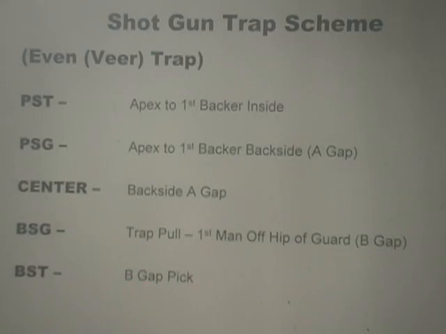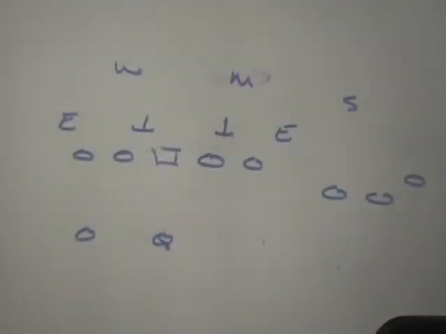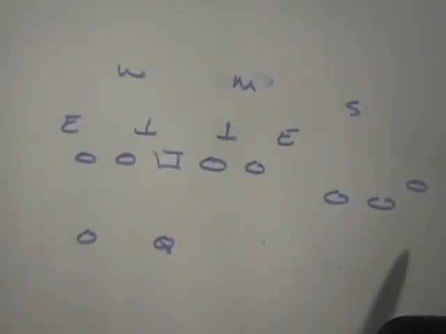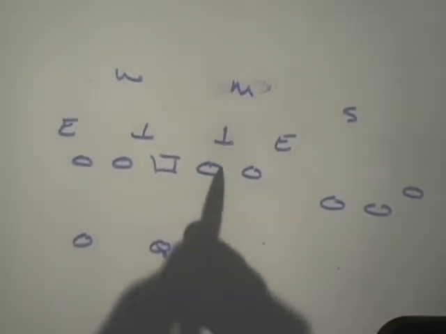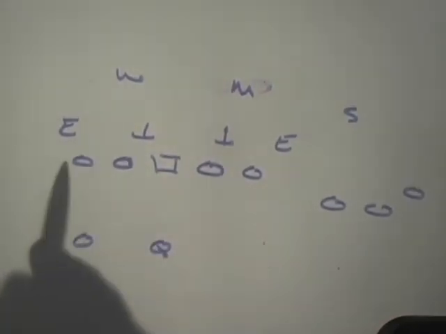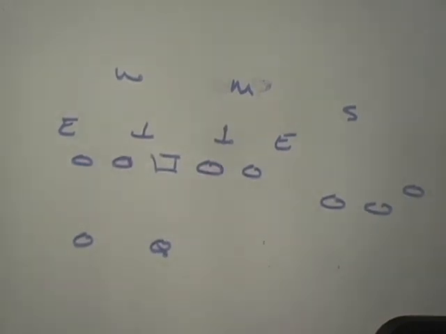Let me just draw this up for you so you can see. Now we're in Rio formation. We have an even structure defense. For us to have an even structure defense, one of the guards has to be covered by a down lineman.